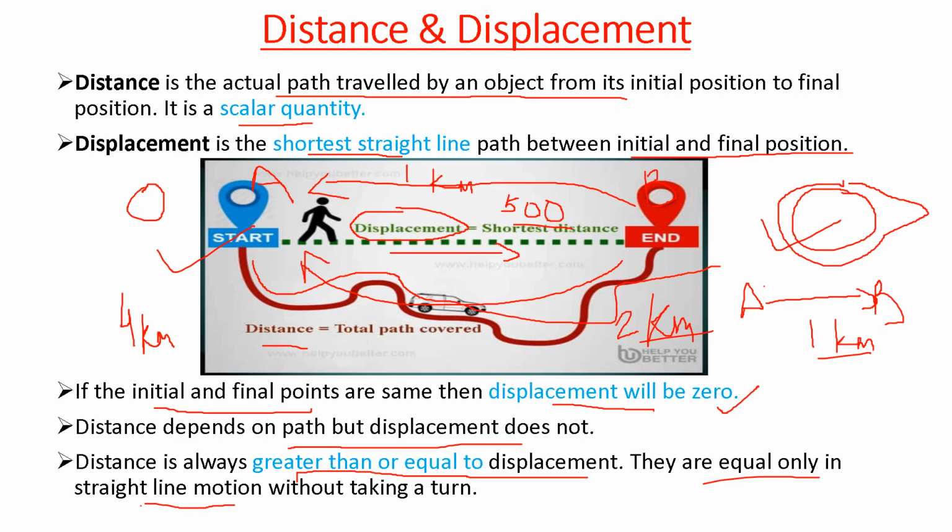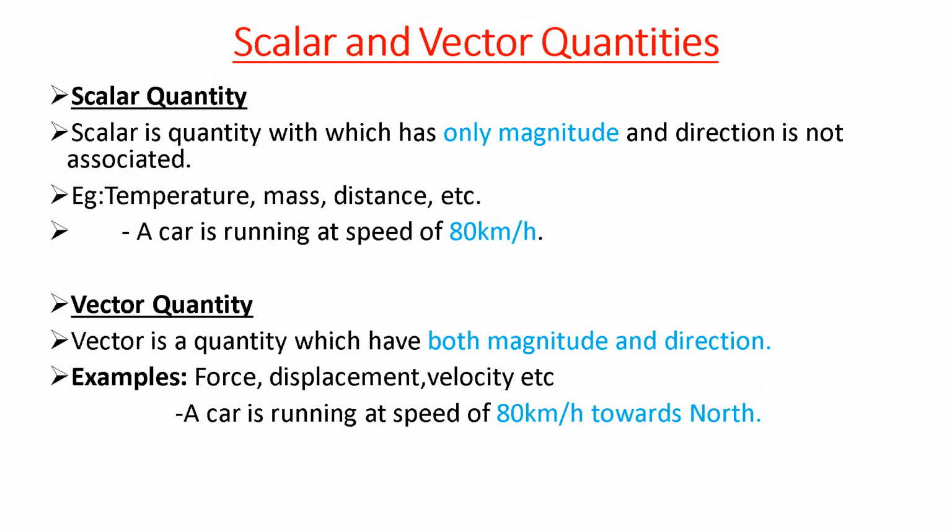Now let's move to the next topic. It is scalar and vector quantity. Okay, now scalar quantities are those quantities which have only magnitude, and direction is not needed for their description. For example, temperature, we can say that the temperature of a body is 36 degrees Celsius. It doesn't need any kind of direction. It needs only a magnitude. Magnitude means a given number.